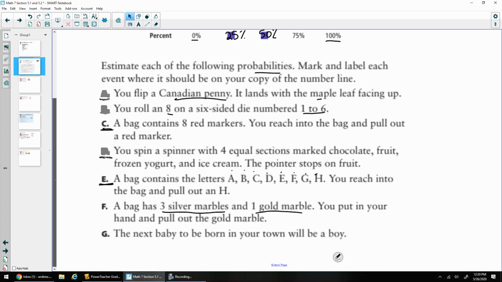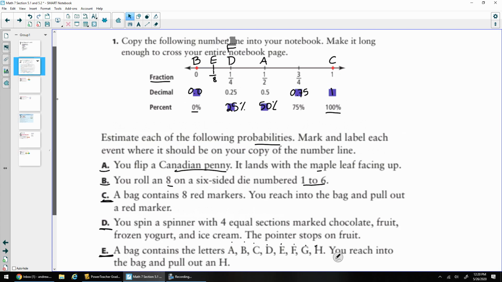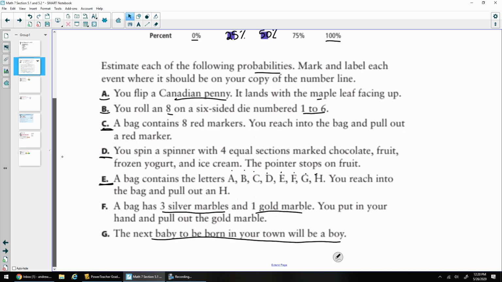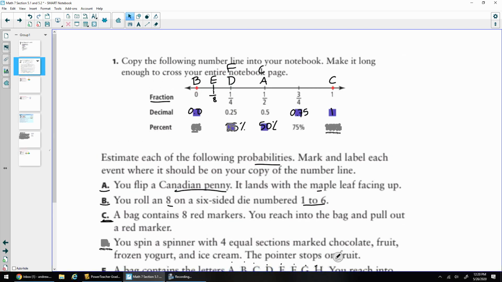And lastly, the next baby to be born in your town will be a boy. Well, assuming that it will be either a boy or a girl, there's a 1 out of 2 chance. And so G would be at 50%. Okay, so we can look at some situations and just sort of make an estimate of where they would be on that number line.